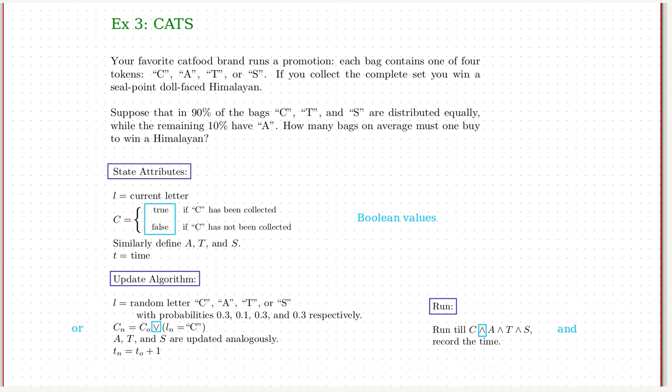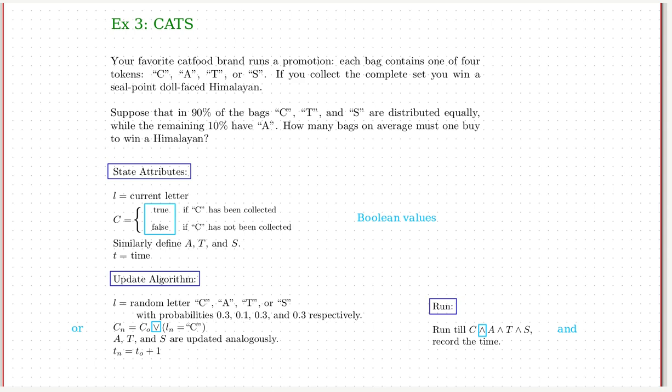Furthermore, let's suppose that the cat food company, as usual in these things, plays a little trick on you, and not too bad, but 90% of the bags contain the letters C, T, and S in equal distribution. So in other words, 30% of the bags have C's, 30% have T's, 30% have S's, but only 10% of the bags have A. So this means you'll relatively quickly collect the C, the T, and the S, but it's harder to collect the A.